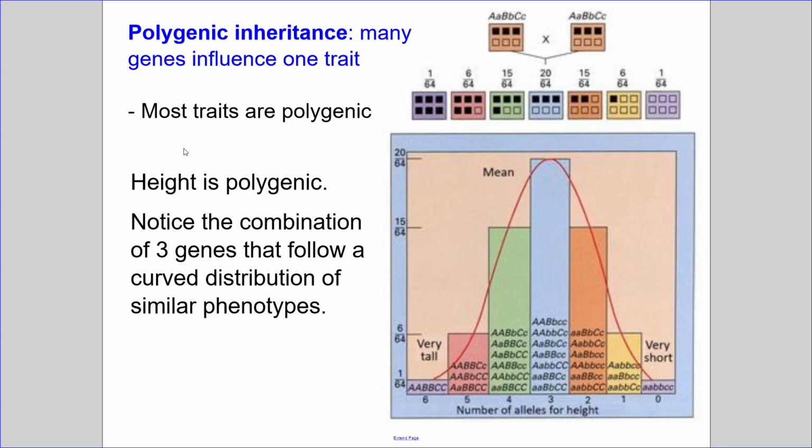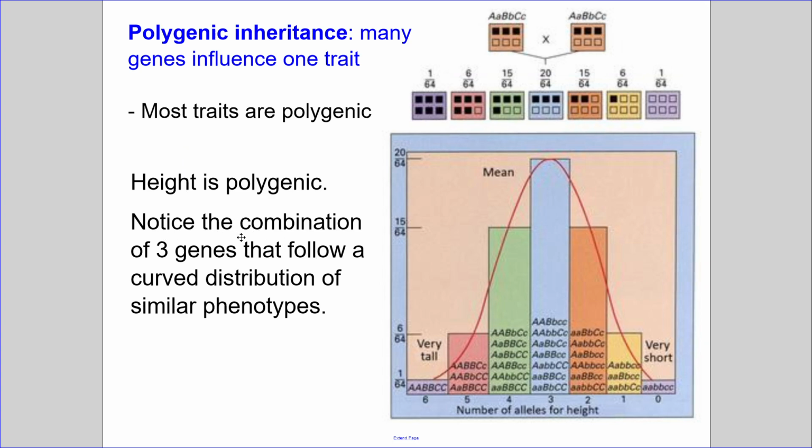All right, so our fourth type of genetic inheritance is called polygenic inheritance. This is when many genes influence one trait. Most traits are polygenic, so the vast majority of your 36,000 traits or however many you have, they usually follow this polygenic inheritance. So height is a really good example.